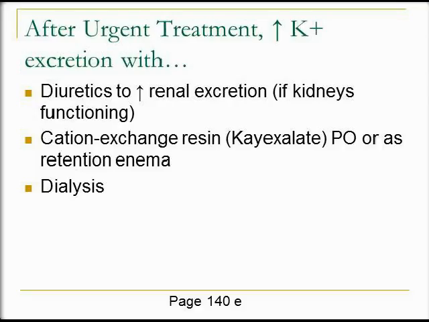After you have treated the urgent hyperkalemia, you can increase potassium excretion with diuretics. This will increase renal excretion if the patient has functioning kidneys. Many times they don't, because this is fairly common in patients with kidney disease. You can also use a cation exchange resin such as Kayexalate orally or as a retention enema. I've got more on that coming up. Or you could use dialysis.